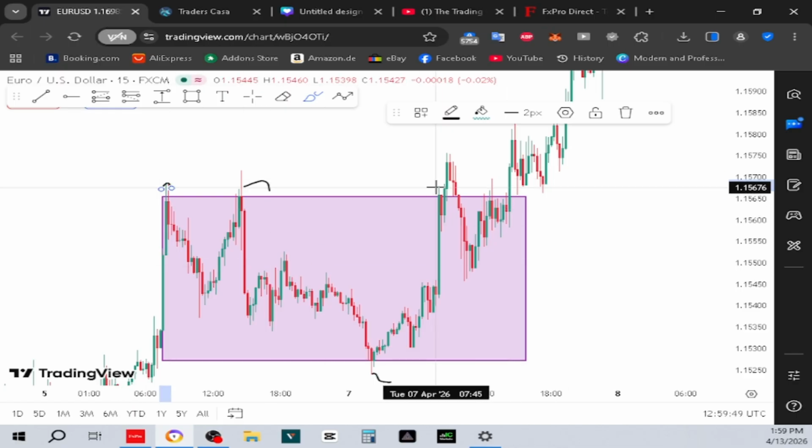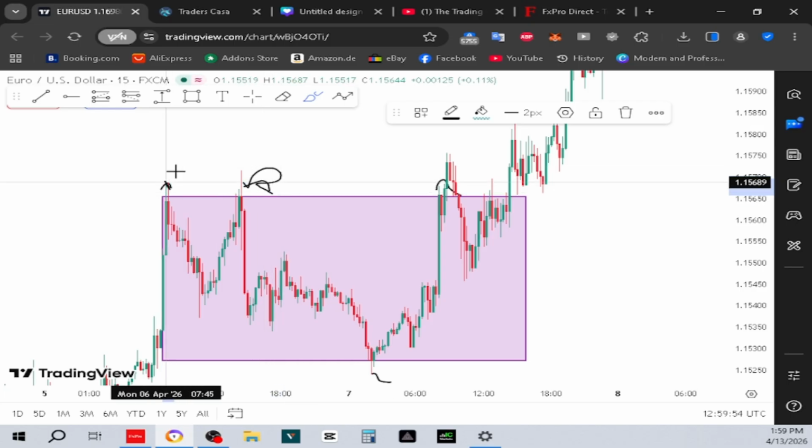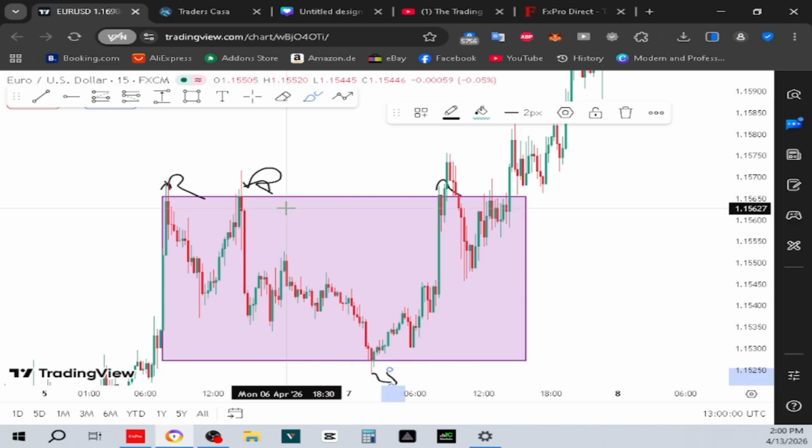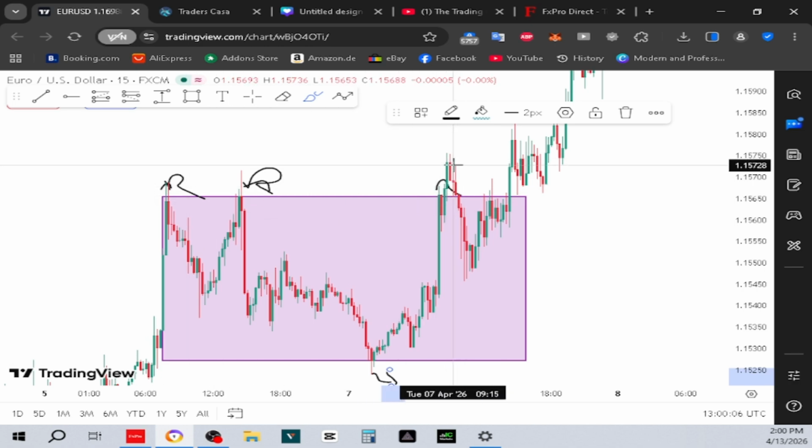Then we have another resistance here that got broken. We have another resistance, then we have support. You see that along this area, the resistance got tested multiple times more than the support, meaning that price at every indication was showing signs of breaking away from this direction. So when price came here and closed at this high, it faked out a bit, then came down. Possibly you would want to go long at this breakout.